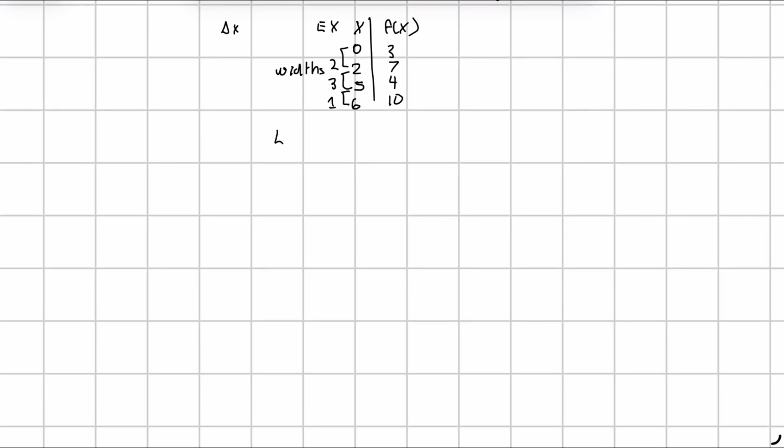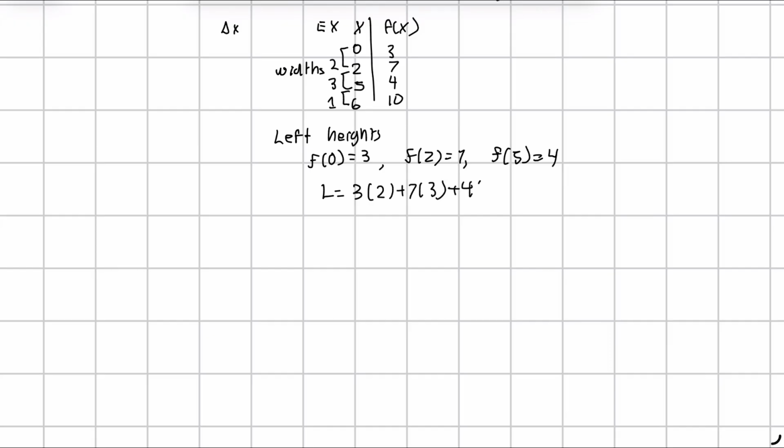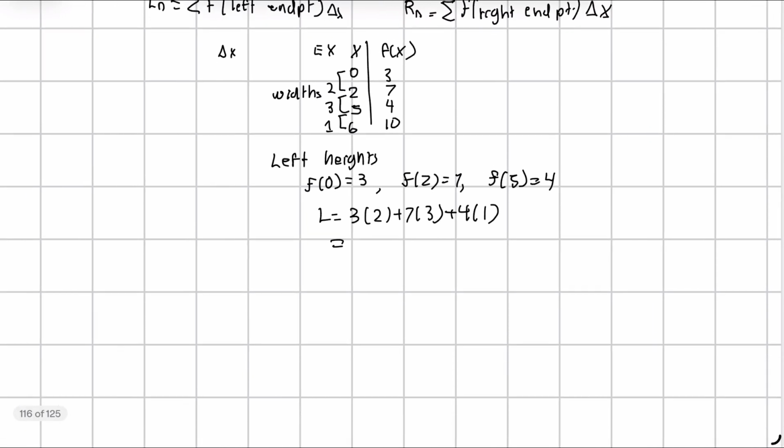So then if we write our left heights, we can say that f of 0 is going to give you out 3, right? And then we know f of 2 is equal to 7. And then also that f of 5 is going to give us a y value of 4. So then if we find L, we're just going to take 3 times 2 plus 7 times 3 plus 4 times 1, because that 3 is going to come from our width of 2.